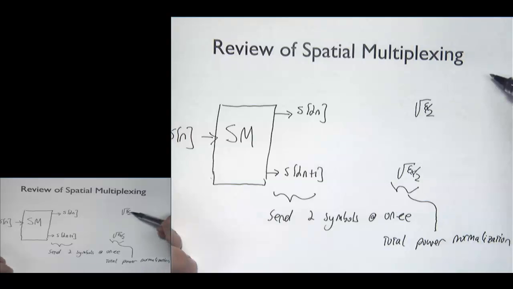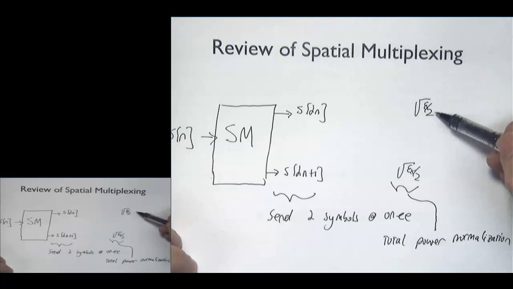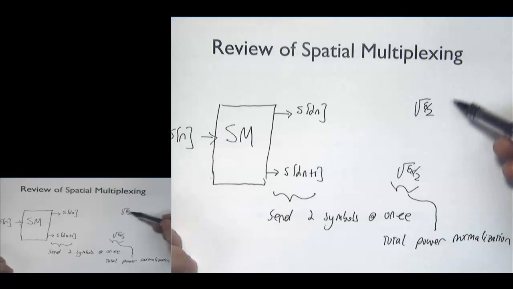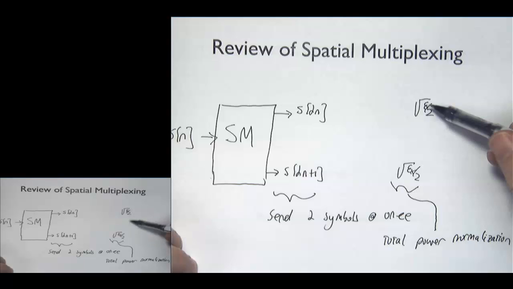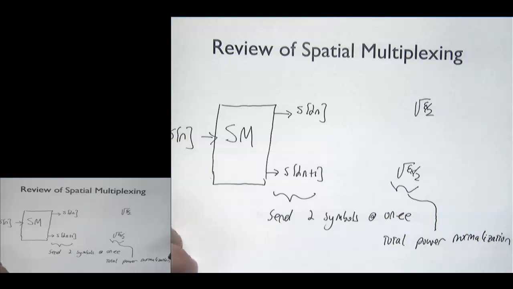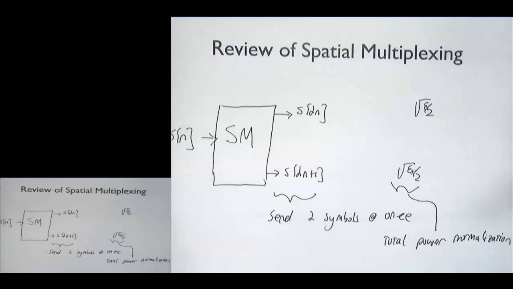And I say power because, so this is a square root here, and remember that the energy would be Ex over 2, power would be Ex over 2 times T, the symbol period, and then the sum power across all the antennas would be the sum of that, which would be Ex over T. So that's the spatial multiplexing idea.